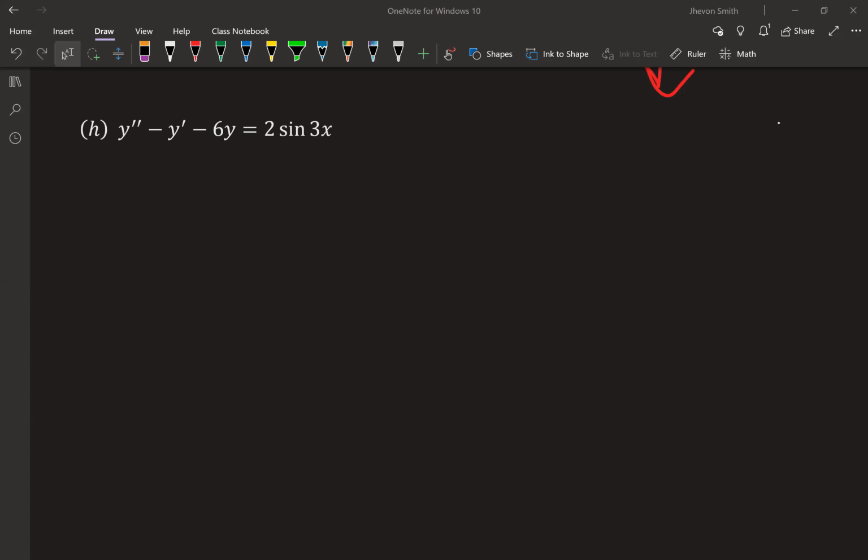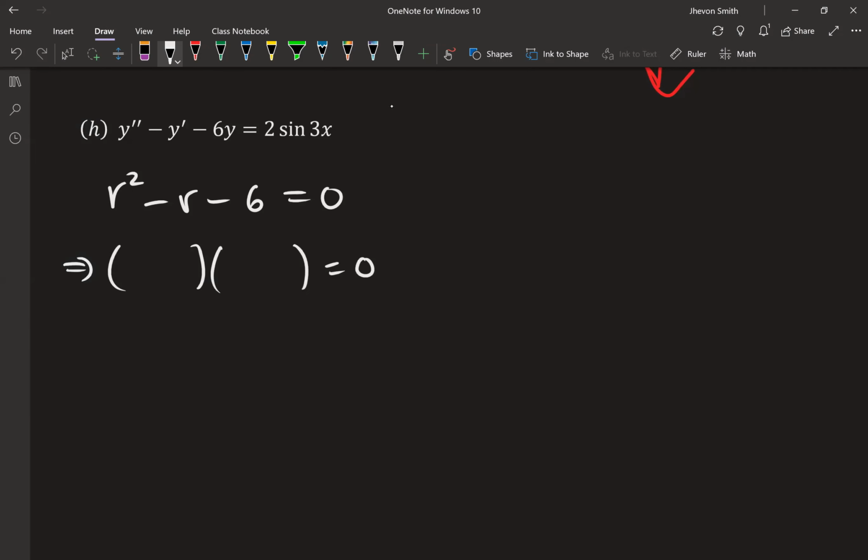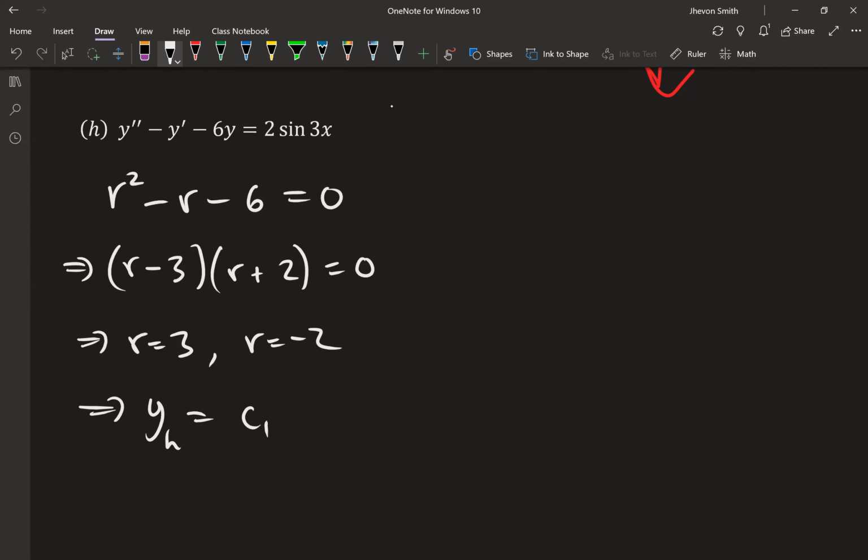Right, it's r squared minus r minus 6 equals 0. That is your characteristic equation. You're going to solve this. This looks like it factors. Maybe do a 3 and a 2. A minus 3 and a positive 2 should work. This means your r is equal to 3, or your r is equal to minus 2. And so your homogeneous solution is C1e to the 3t plus C2e to the minus 2t.